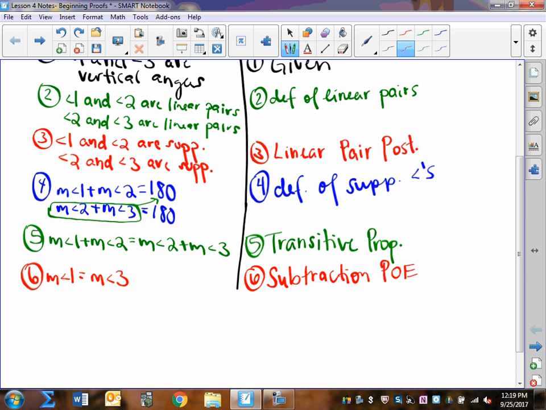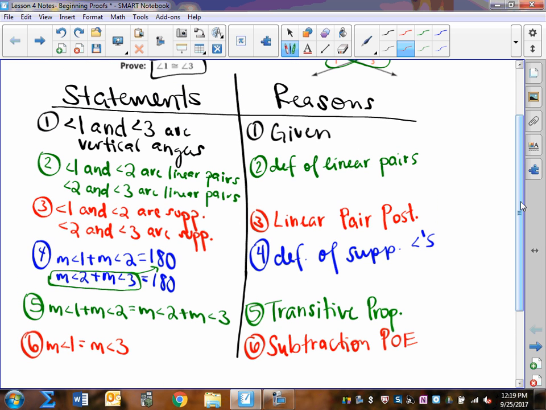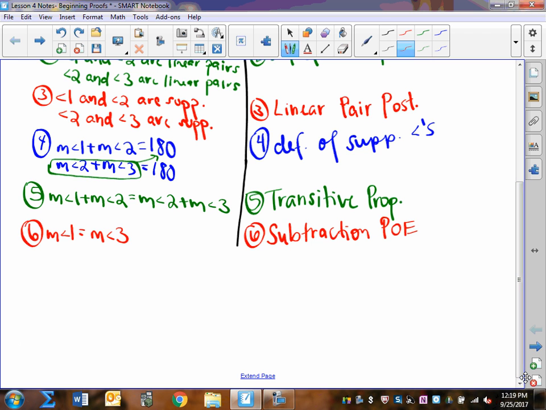We subtracted the same thing from both sides. Alright, now are we done? No, why not? Right, it says to prove that they are congruent. We've only proved the measures are equal. If the measures are equal, are they congruent? Yeah, so we can make that statement.